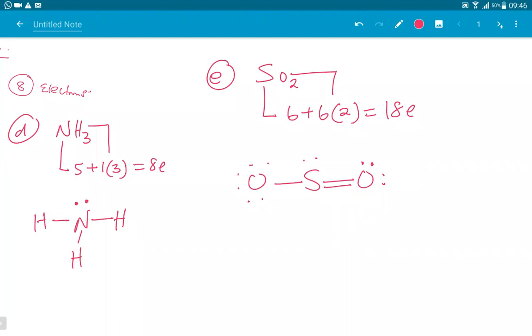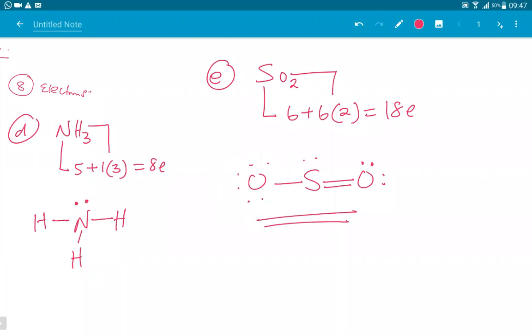So let's check if there are 8 now. How many do we have here? 8. And then in the middle here, let's check how many do we have? 8 also. And then the last one here? 8. That's very good. So it means this is the structure.